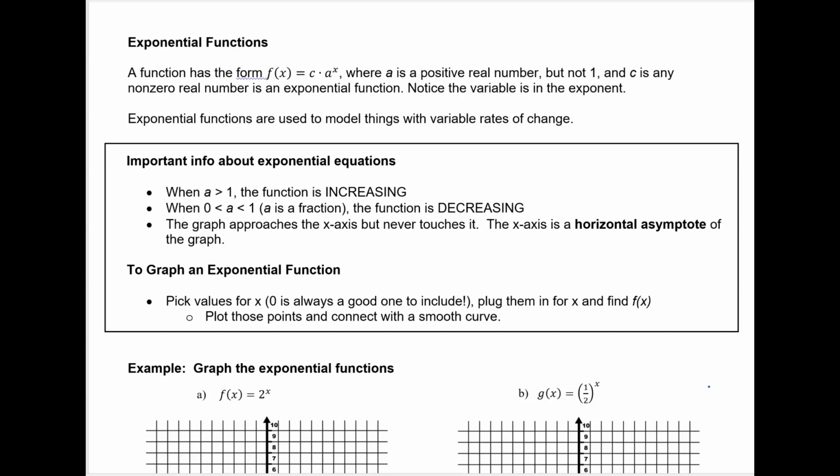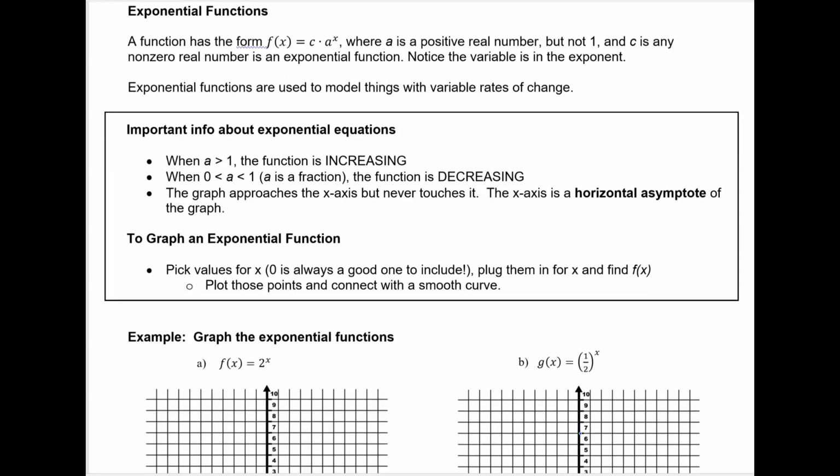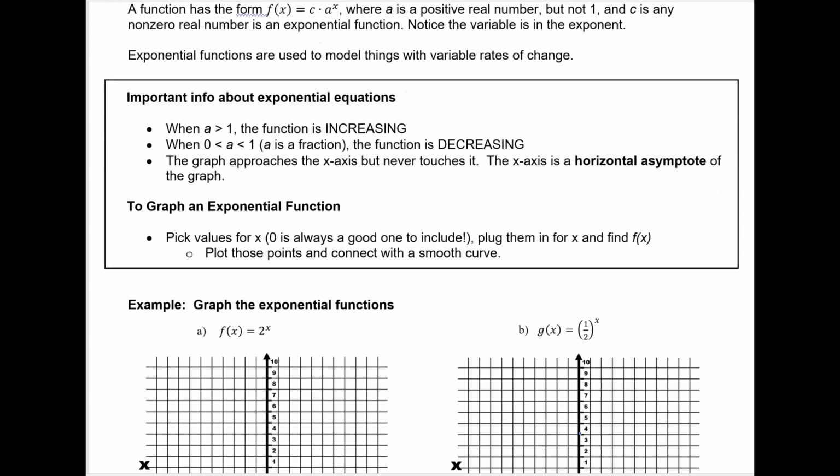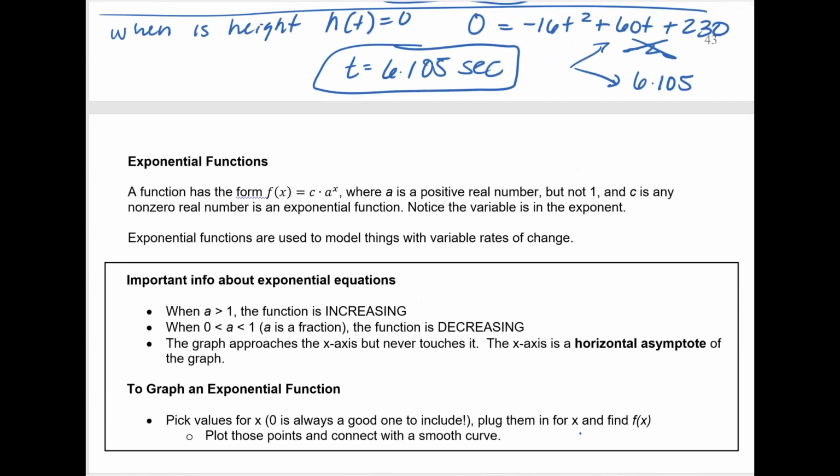All right, so let's go ahead and talk about exponential functions. We're going to do some quick graphing and then we're going to do some story problems. Exponential functions look like either this or this. You may have heard the term exponential growth or exponential decay, and that's just referring to when something grows really rapidly or when something shrinks or decays really rapidly.